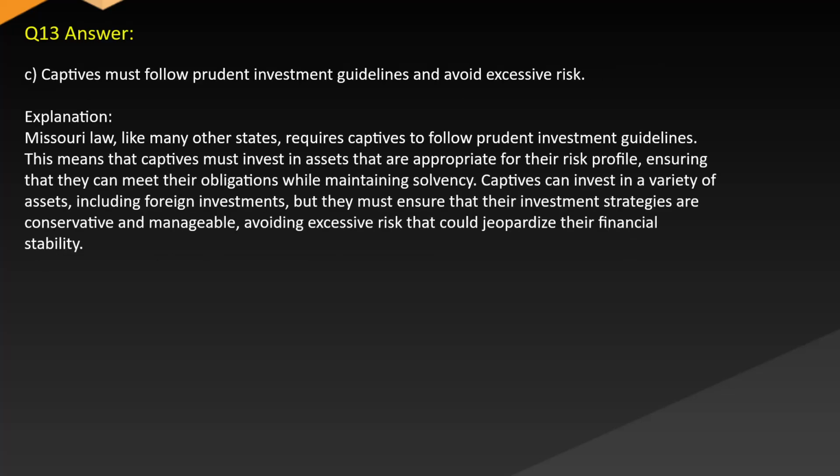Answer: C. Captives must follow prudent investment guidelines and avoid excessive risk. Explanation: Missouri law, like many other states, requires captives to follow prudent investment guidelines. This means that captives must invest in assets that are appropriate for their risk profile, ensuring that they can meet their obligations while maintaining solvency. Captives can invest in a variety of assets, including foreign investments, but they must ensure that their investment strategies are conservative and manageable, avoiding excessive risk that could jeopardize their financial stability.